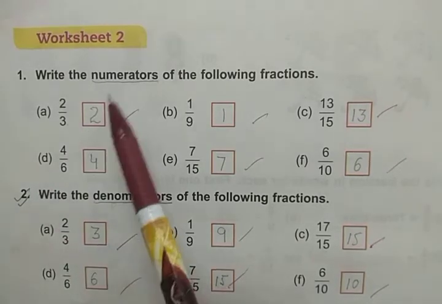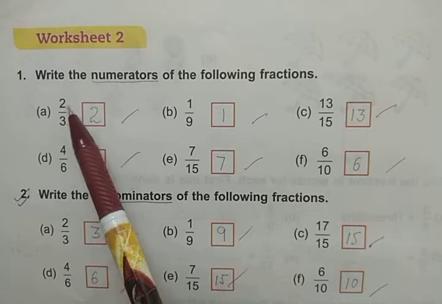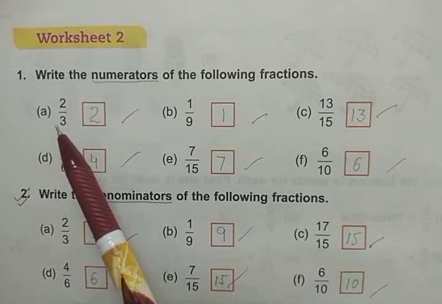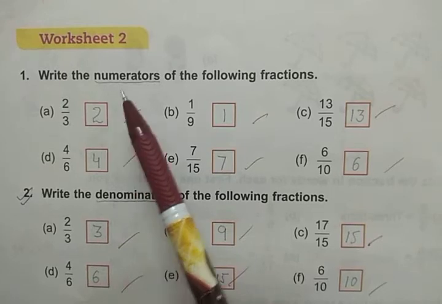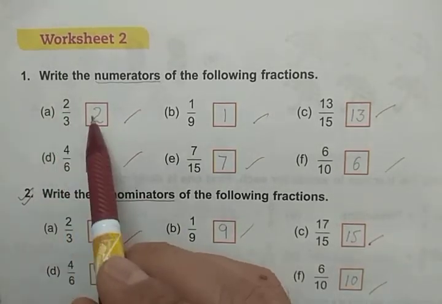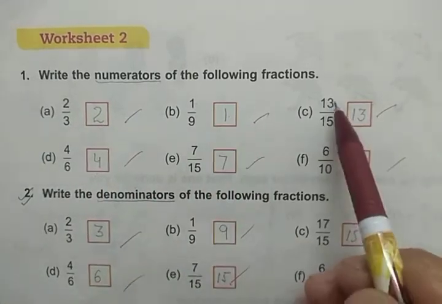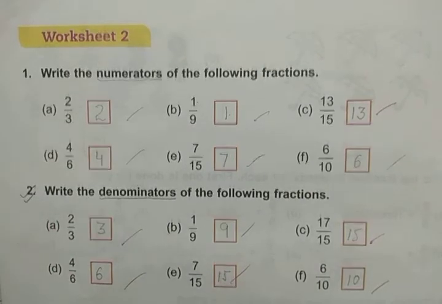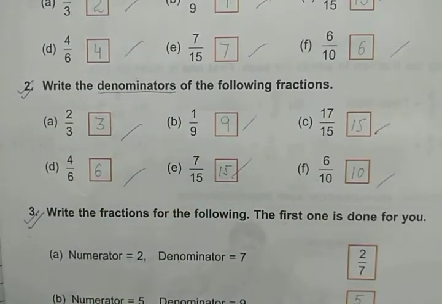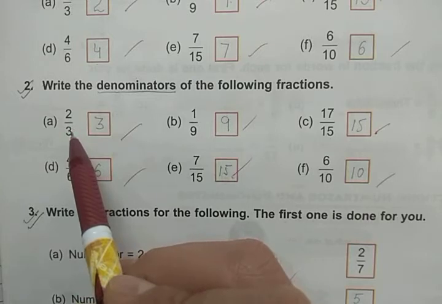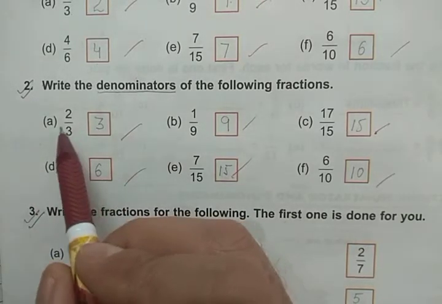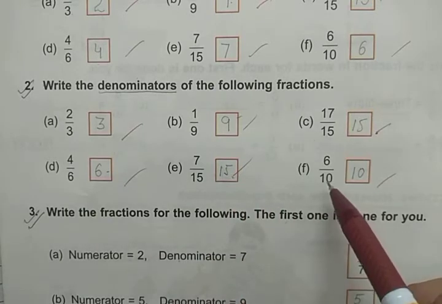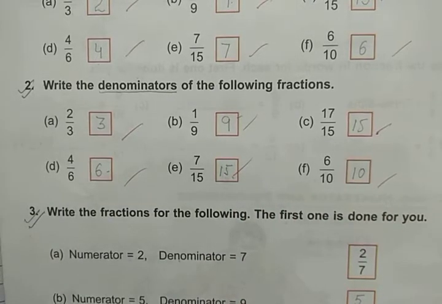So numerators हमारा कौन सा होता था? Upper या top number, right? जो ऊपर होता था हमारे number, that is numerator, and जो number bottom में होता था या lower number, that is denominator. So here we have to write only the numerators. So numerator is 2, जो भी हमारा upper number है that is numerator 2. Here is 1, 13, 4, 7, 6. These all are numerators. And in next question we have to write the denominators. So denominators क्या होता है हमारा? Lower number. So here the lower number is 3, 9, 15, 6, 15 again, 10. So these are the denominators, right?